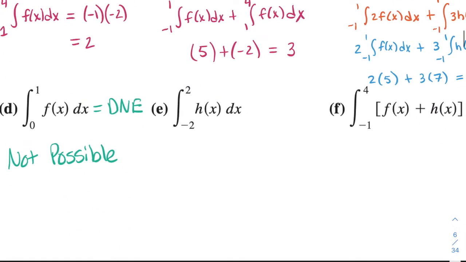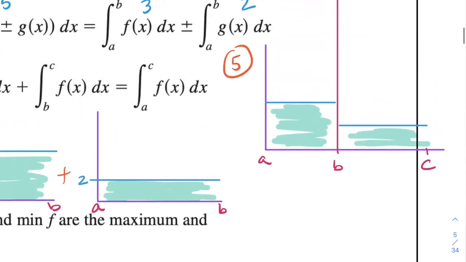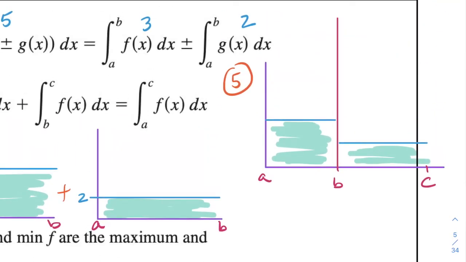Okay, negative 2 to 2. You can't just take this and multiply this by 2 and multiply that by 2 and just say, well, that's 7 times 2. That's not the way these work. We don't know what's happening from negative 2 to negative 1, and we don't know what's happening from 1 to 2. They could be different, like I showed above, right? I showed that this above could be different.